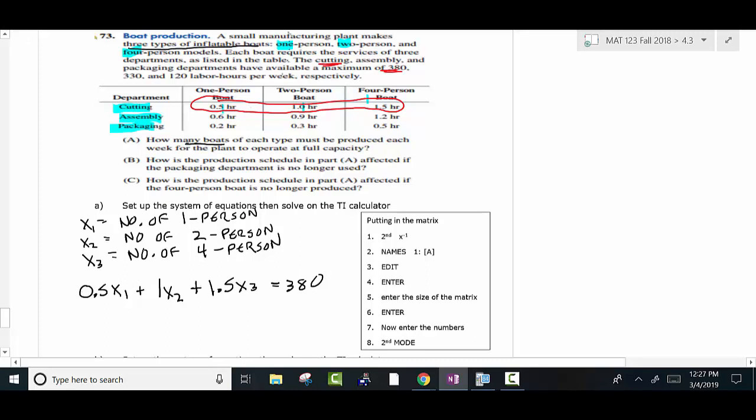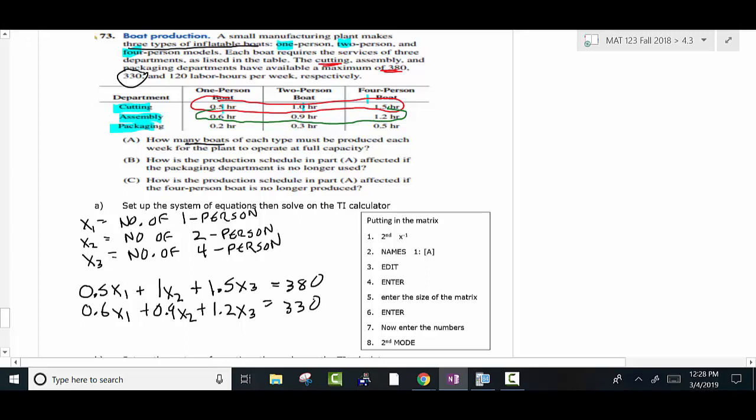Now, once you catch on to this, the rest of it is exactly the same. So the second equation will be that middle line, which is just going to be 0.6 x1 plus 0.9 x2 plus 1.2 x3. And if you read the problem, it says that the assembly is 330. That's how many hours you have available of labor on that then.